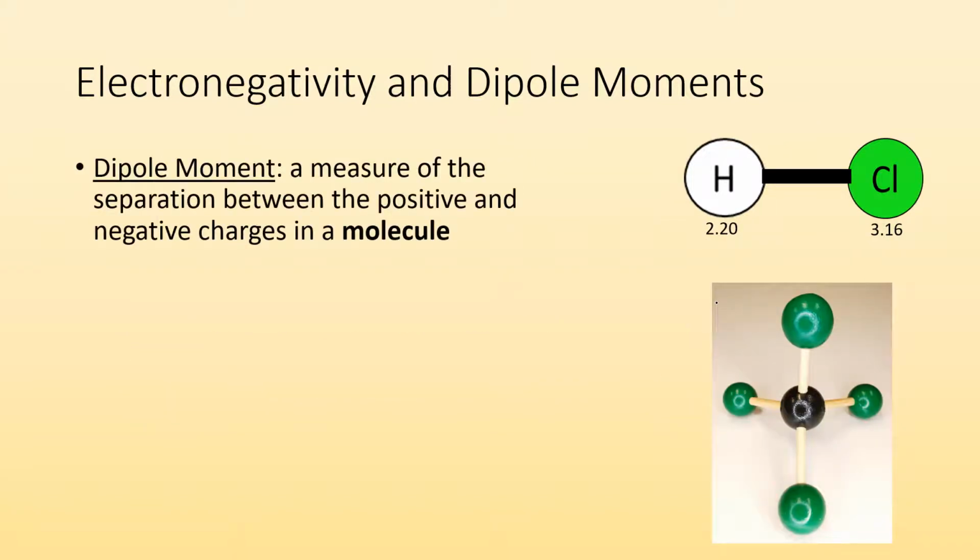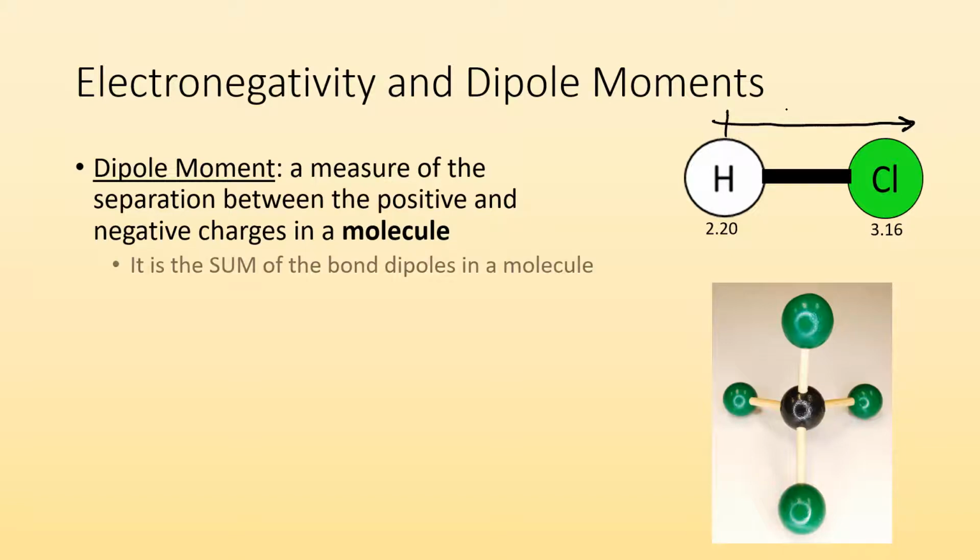So the dipole moment is a measure of the separation between positive and negative charges in a molecule specifically. So if I were to take a look at HCl, the bond dipole is the same as the dipole moment because it's just these two atoms. So the molecule is just those two atoms. It's the sum of all the bond dipoles in a molecule. If I take a look at the bottom one here, this is CCl4. It's going to be in a different situation than HCl.